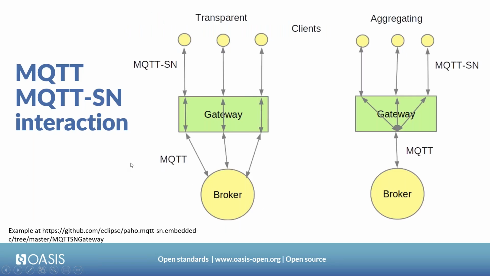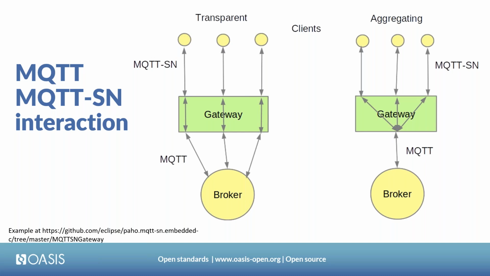There are two typical types of gateway to interface between MQTT and MQTT-SN, a transparent gateway and an aggregating gateway. The transparent gateway creates an MQTT connection for every incoming MQTT-SN connection. This provides visibility of the MQTT-SN clients at the MQTT server.